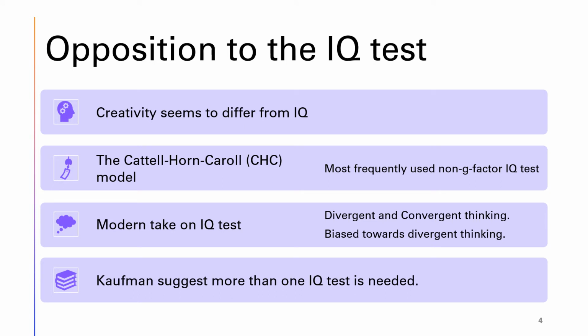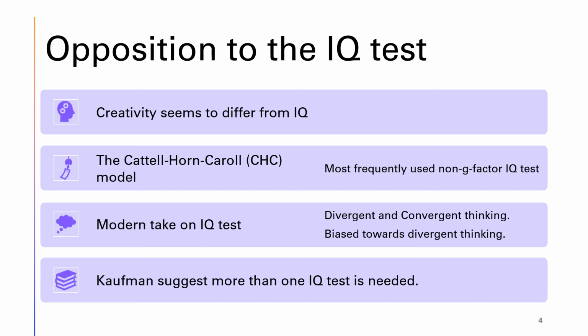Now, that being said, there is another debate amongst scientists as to whether IQ tests in general reflect creativity within the parameters. And in a paper by Kaufman, Why Creativity Isn't an IQ Test Anymore, he seems to suggest that IQ and creativity are two different things. And he uses the Cattell-Horn-Carroll model, or the CHC model, which is the most frequently used non-G factor IQ test. He uses this as a platform to state that IQ tests are not in fact an accurate measure of creativity.